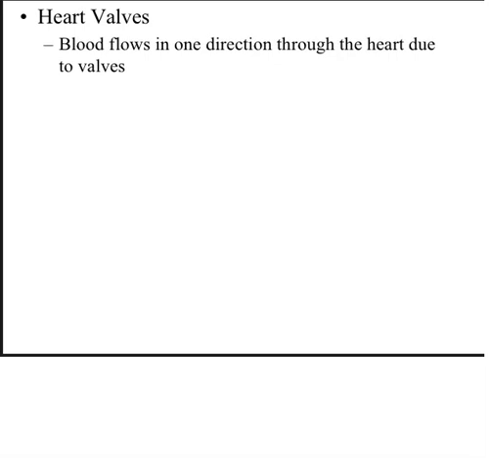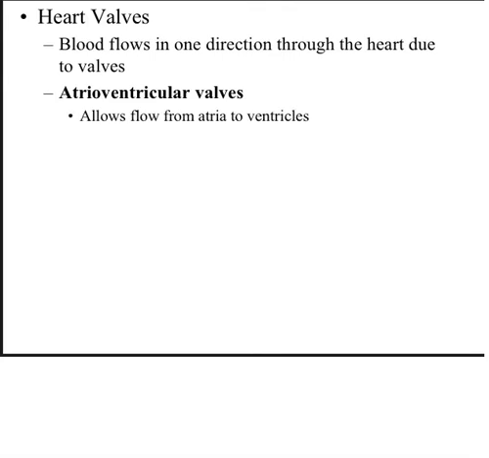Blood flows in one direction through the heart due to the presence of one-way valves. The atrioventricular valves, as the name states, are between the atria and the ventricles. Remember, the atria are the upper chambers, the ventricles are the lower chambers. They allow flow from the atria to the ventricles, and they prohibit flow in the opposite direction.